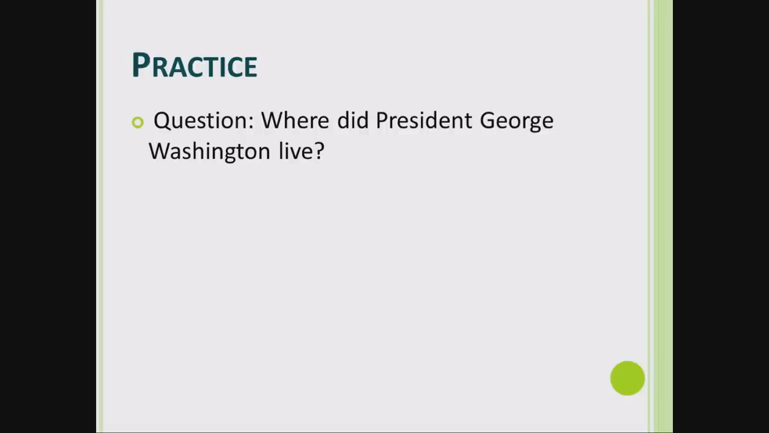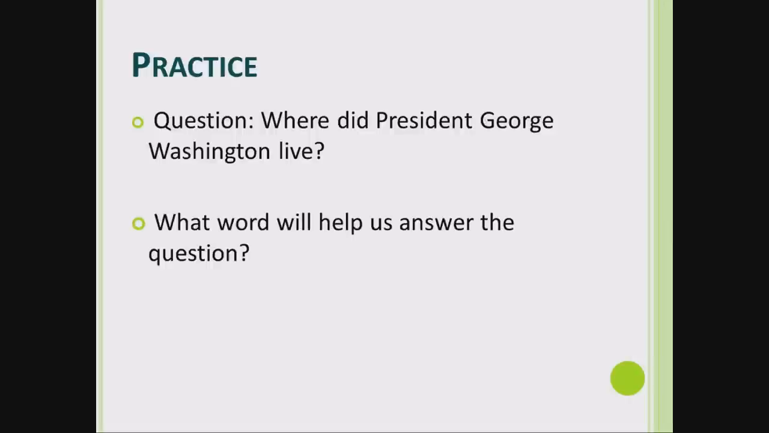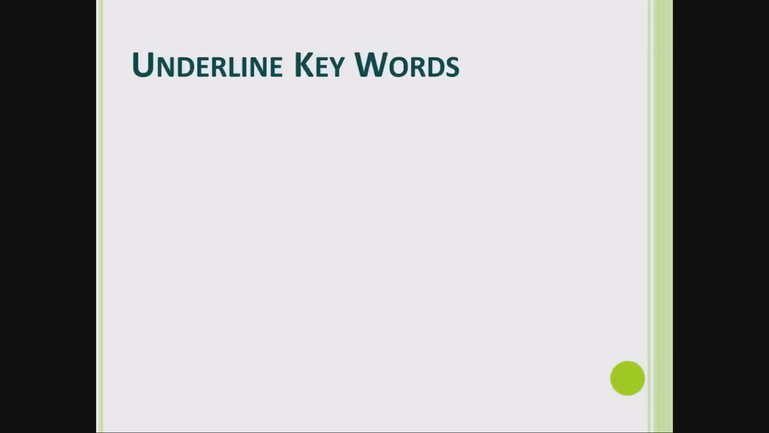Practice. Question. Where did President George Washington live? What word will help us answer the question? Live is the key word. Underline the key words.